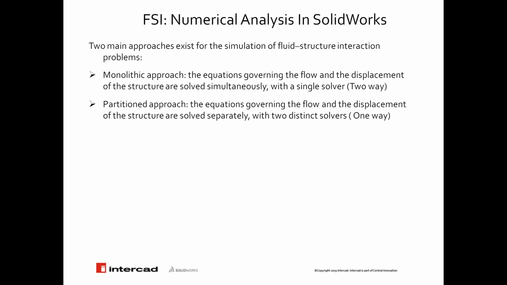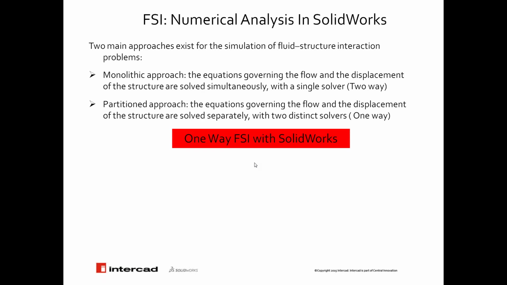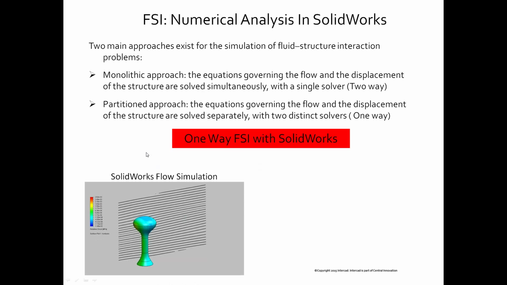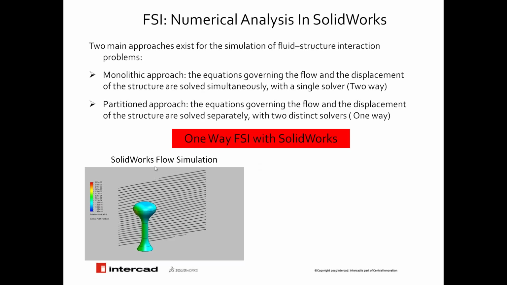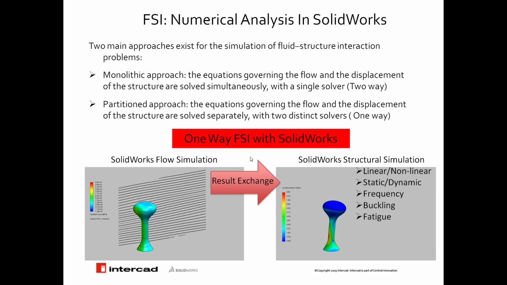In SolidWorks, we can only do one-way FSI, and basically what we do is, first we perform a flow simulation to get the flow distribution. We then have result exchange to any FEA study, such as linear or nonlinear, static or dynamic, frequency, buckling, or fatigue study, due to that loading of the fluid. And then we will review the results.